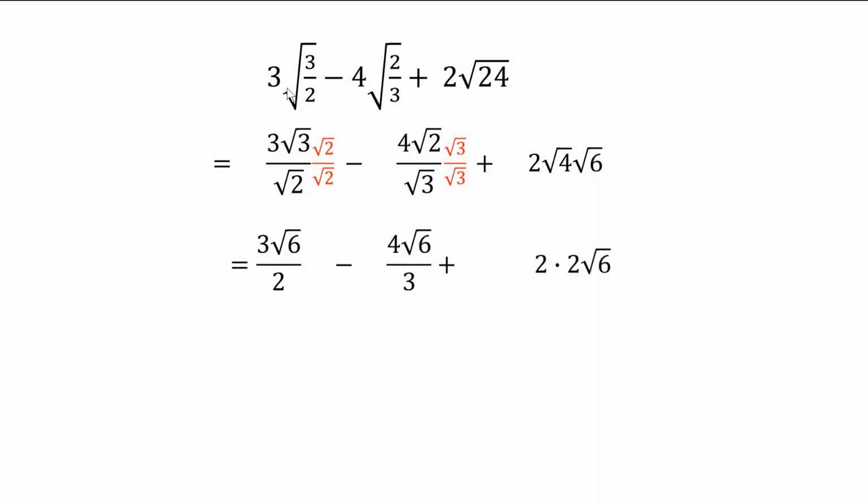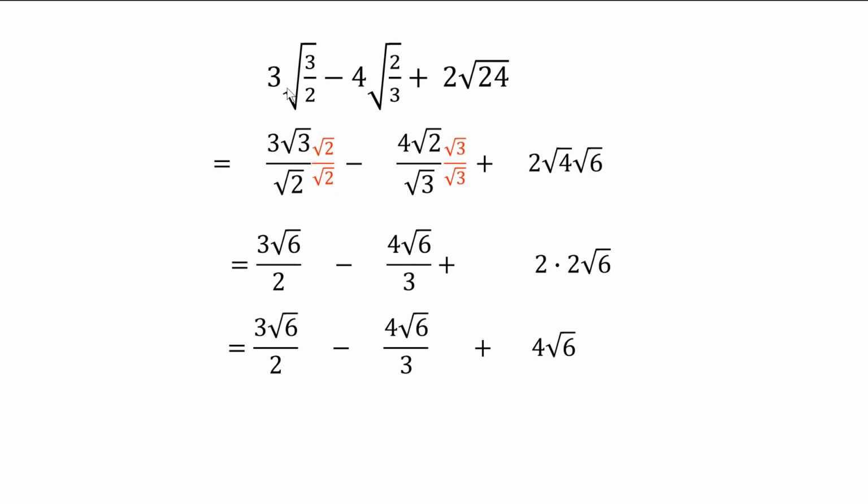And then when you rewrite this out, you'll have 3 square root of 6 over 2 minus 4 square root of 6 over 3 plus 2 times square root of 4, which is 2, times square root of 6. And then you will have 3 square root of 6 over 2 minus 4 square root of 6 over 3 plus 4 square root of 6.